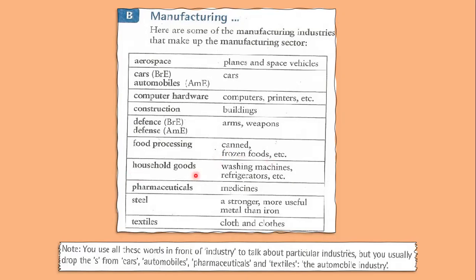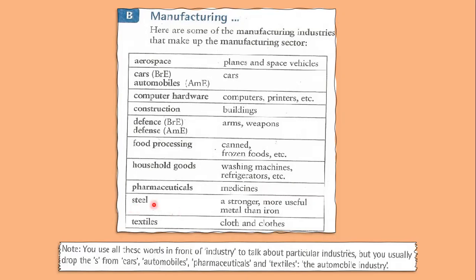Household goods. So it's the appliances you use in your house. Washing machines, refrigerators, microwaves, dryers, vacuums, all the things that you use to clean, to help yourself in the house. Pharmaceuticals industry, medicines. You know, like pills, syrups, or any other medicine you need, injections also, etc.